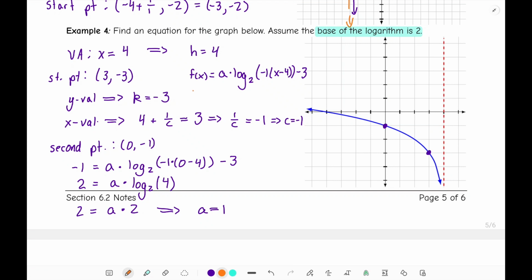So our final answer is f of x equals 1 times log base 2 of (-1)(x minus 4) minus 3. And of course, because a and c are 1 and -1 respectively, you don't actually have to write the ones. You would just have to write the negative sign for c. But just so everyone knows where all the numbers are going, I decided to write them out for the notes.